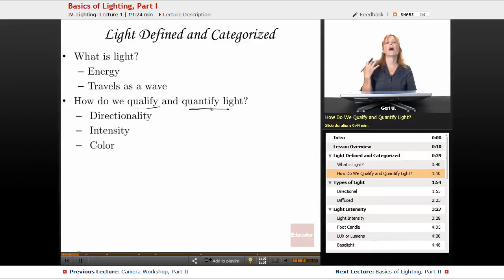So qualify is how do we think about it in terms of its quality? Because we can think about light in many different ways, not just there is light. There's lots of different ways we can think about the light and qualify it. And then, of course, there's ways that we quantify it, which means measure it. So the 3 main categories of how we're going to qualify and quantify are in terms of its directionality. So light always has a direction. Its intensity, which is how much light there is, and its color, which speaks of where it falls in the color spectrum.